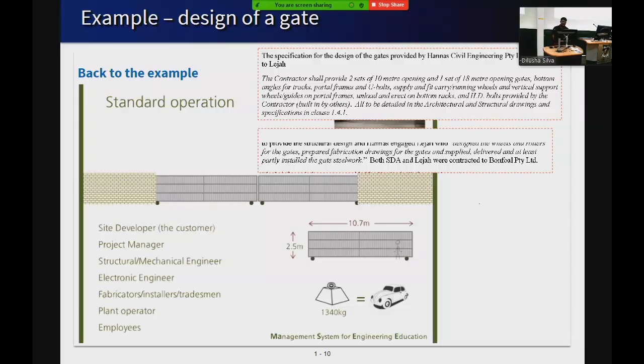Contractor shall provide 2 sets of 10 meter opening and 1 set of 18 meter opening gates, bottom angles for tracks, portal frames and U-bolts, supply and fit carry running wheels, and vertical support wheels, guides on portal frames, unload and erect on bottom racks, and HD bolts provided by the contractor. HD bolts, I think, mean high density bolts. Don't worry about it. All the details, all to be detailed in the architectural and structural drawings and specifications.